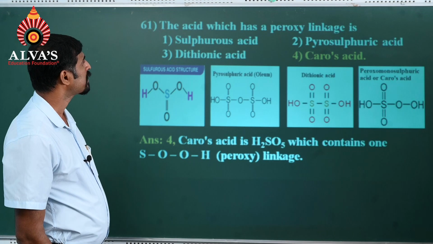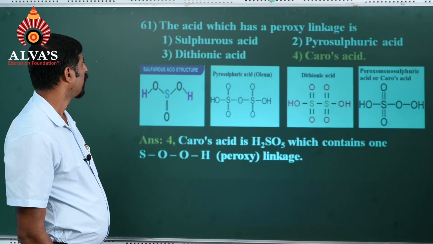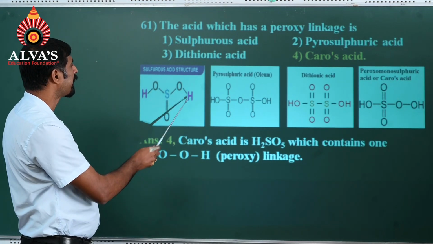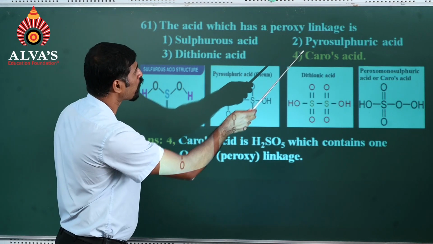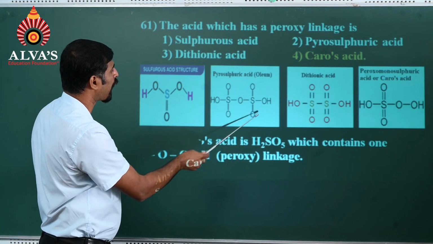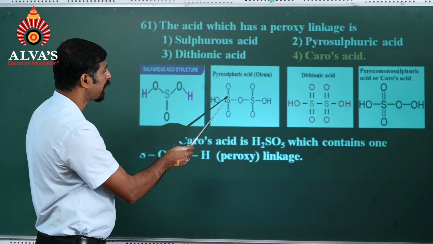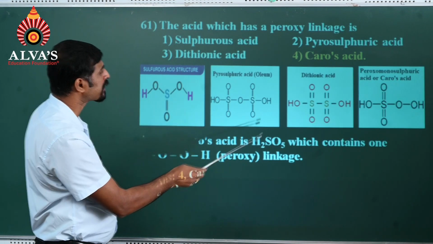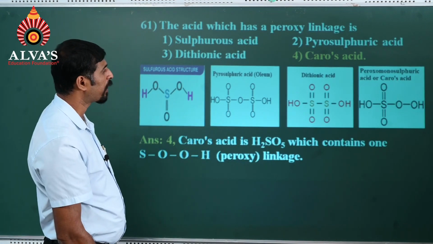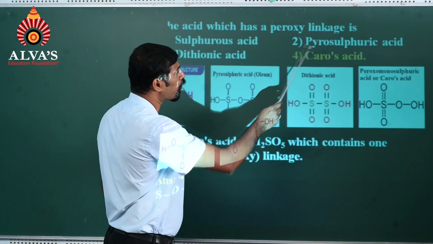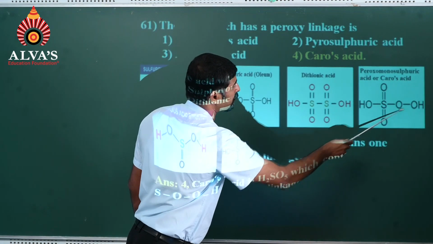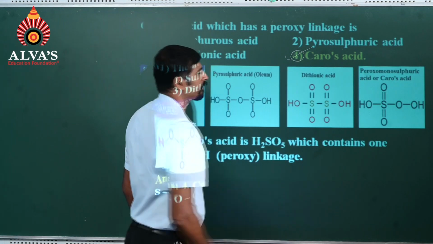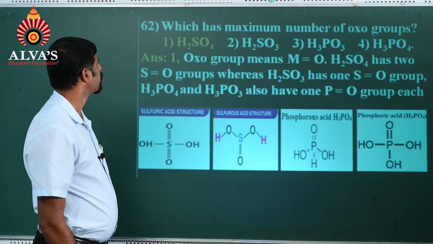The acid which has a peroxy linkage is... now sulfurous acid, see the structure of sulfurous acid, is there any peroxy linkage? No. In the case of pyrosulfuric acid, or oleum, the S-O-S linkage is present, there is no peroxy linkage. Third, dithionic acid, in this also an S-S linkage is present but there is no peroxy linkage, but in case of Caro's acid there is a peroxy linkage, and therefore option 4 is the right answer. Next we will move on to question number 62.